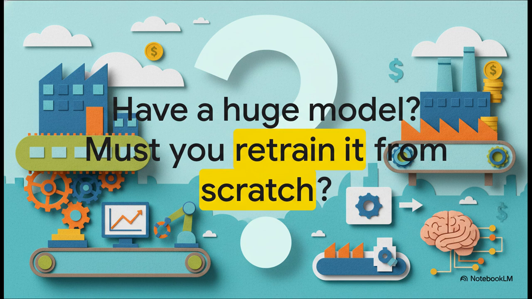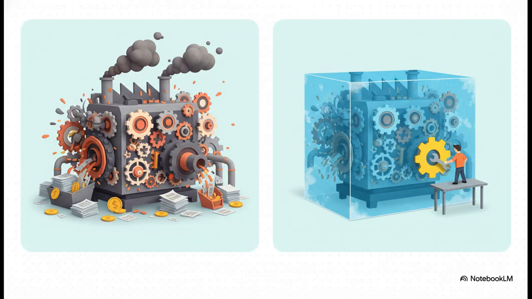These models cost a fortune to train the first time around. So if you needed to recognize, I don't know, a specific defective part on your assembly line, do you have to start all over again from scratch? Well, the answer, thankfully, is a huge no. The solution is this amazing family of techniques called parameter-efficient tuning, or PET for short.